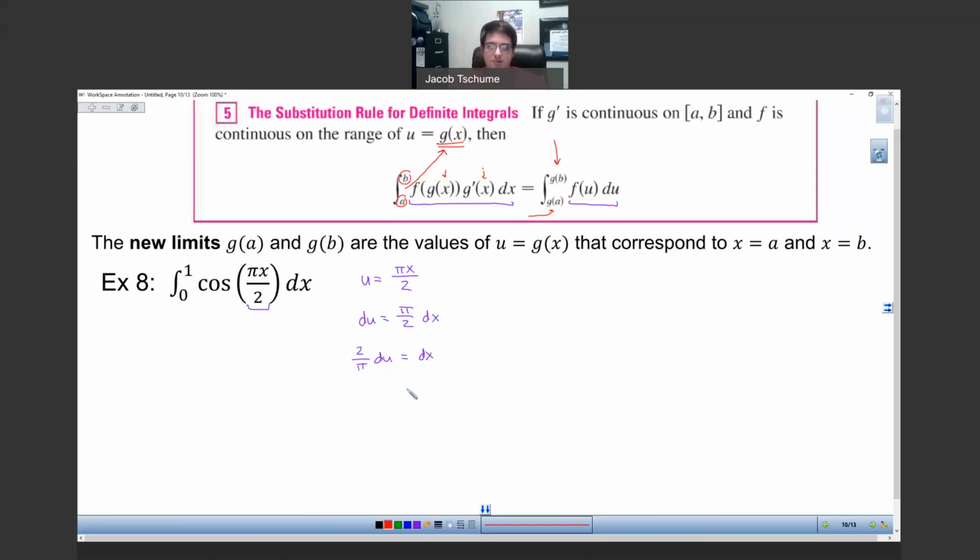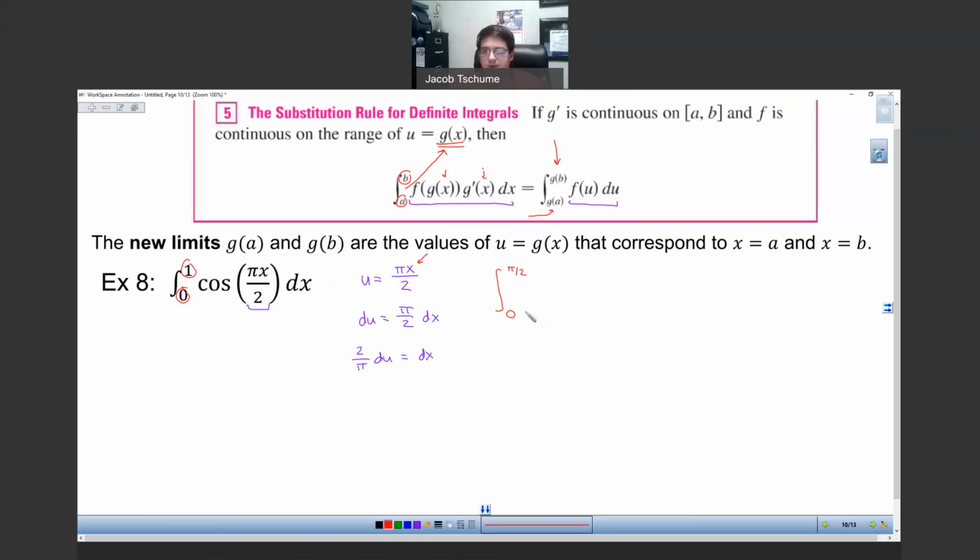The extra step here, I'm going to do all my work over here on the right. You cannot integrate from 0 to 1. You will need to take the 0 and the 1 and plug them in for x in your u substitution to get your new parameters. So for example, if you let x be 0, pi times 0 over 2 is going to be 0. So your lower parameter actually didn't change, just coincidence there. But when you plug 1 in, pi times 1 over 2 changes your upper parameter to pi over 2.